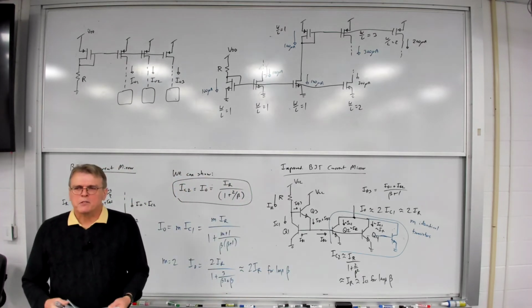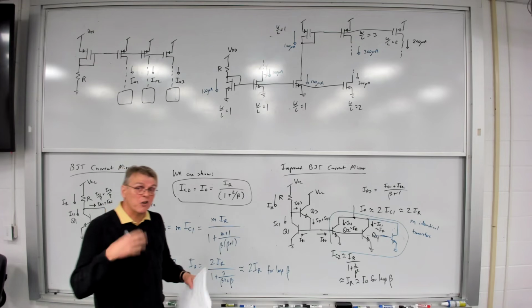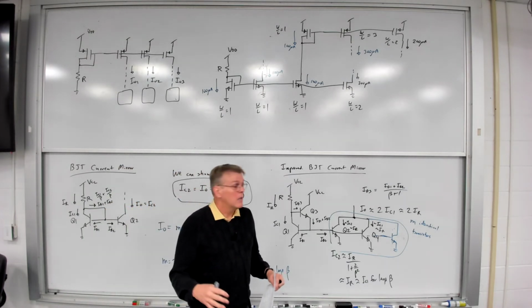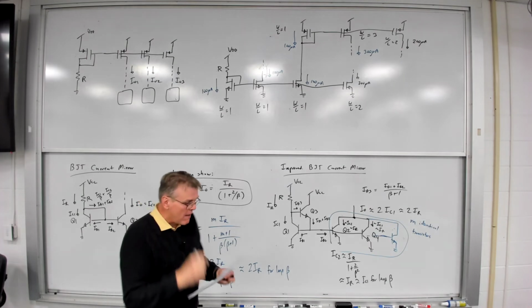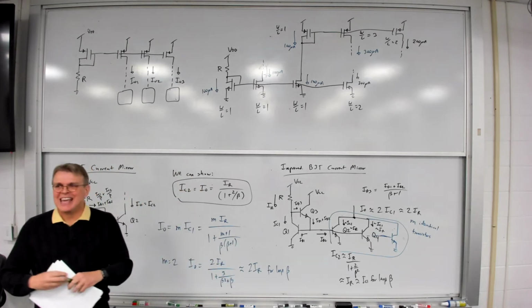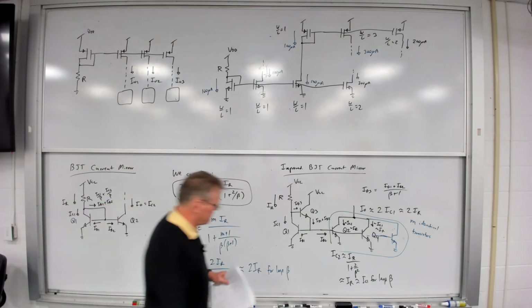Let's now talk about some other concepts that people use. We've looked at cascode amplifiers. We looked at basic gain cells. We've looked at current sources, current sinks, current mirrors. Now let's talk about cascaded, not cascode, but cascaded amplifiers.